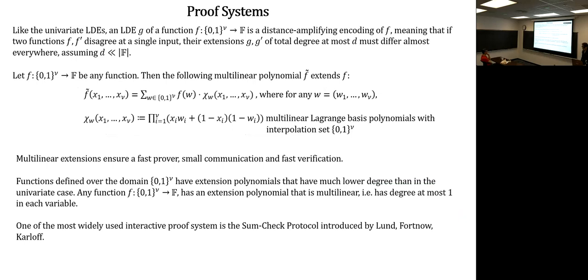Okay, so I have talked now about multivariate polynomials, and similar to univariate polynomials, we can also define the low degree extensions of multivariate polynomials. The corresponding low degree extensions of multivariate polynomials are defined also in terms of Lagrange polynomials as follows. And what is so interesting about multilinear extensions and multivariate polynomials is that they ensure a fast prover, small communication, and fast verification.